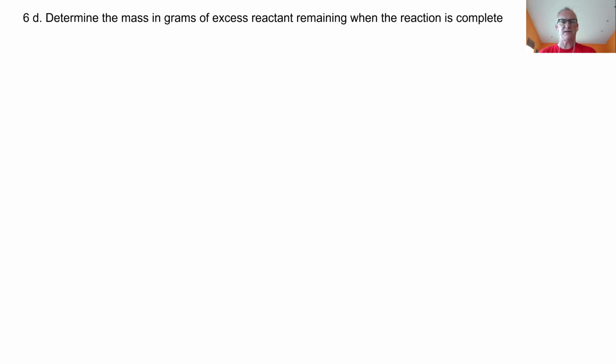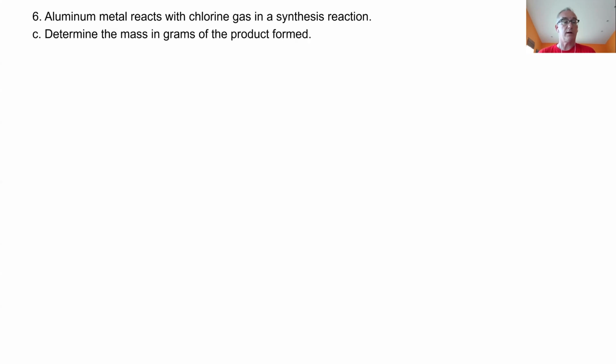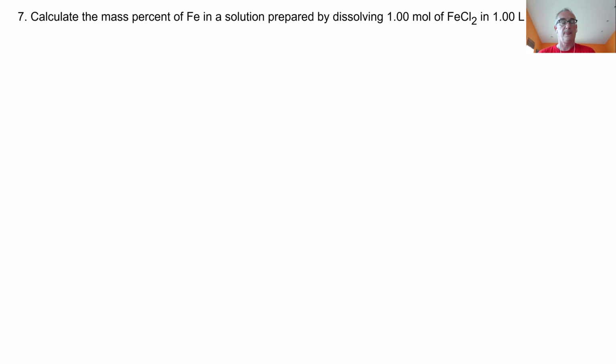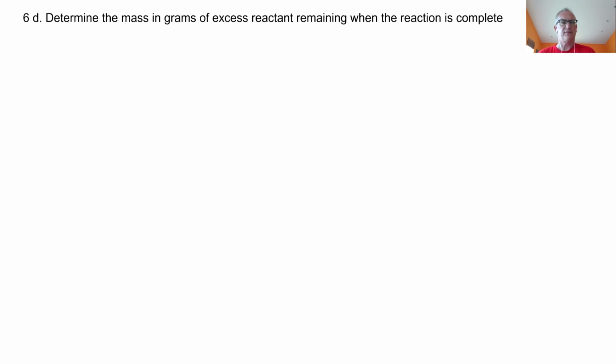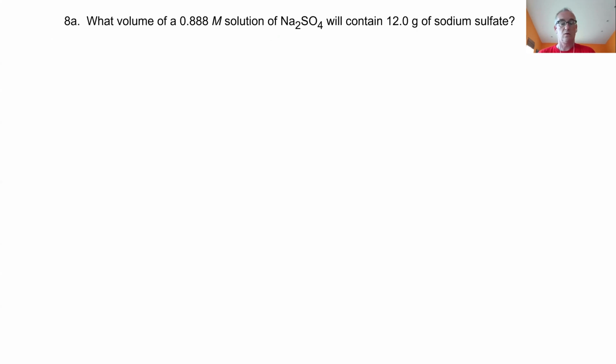So we've got an excess. So 6 is basically a limiting reactant problem. So you need to figure out what the reaction mechanism is, how many moles of each one are involved, and then figure out which one is in excess. Do you want to do that one, or do you want to work on 7 or 8? 7's pretty straightforward. 8's pretty straightforward too. Someone has to do 9, please.